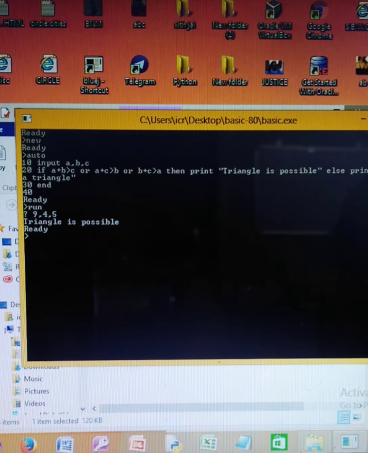Now let's see the next program in which we have to enter 2 numbers and an operator. If the operator is 1, we'll add them. If the operator is 2, we will subtract them. If the operator is 3, we will multiply them. And if the operator is 4, we'll divide them. Otherwise, we'll not do any operation.